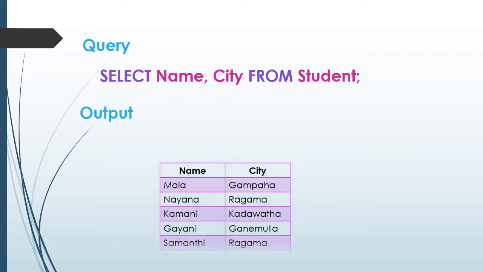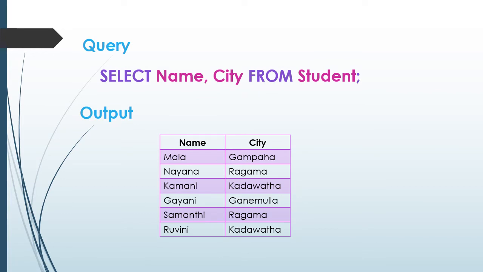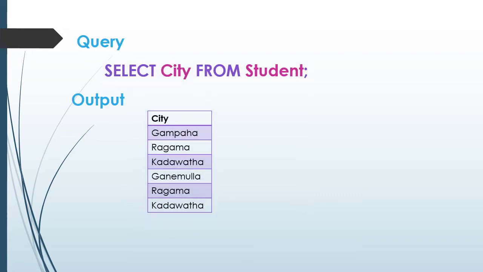For our next query, we will be more selective in how we use select. Instead of fetching all columns, let us be more specific. This time we will only select the name and city columns. If you write select name, city from student and end with a semicolon, you can see that only data of name and city columns were included. You can select one or more columns of a table like this.